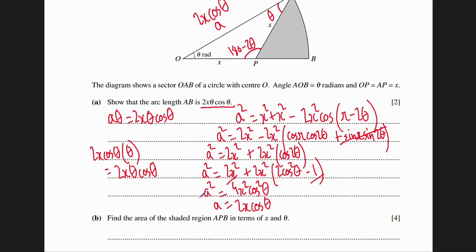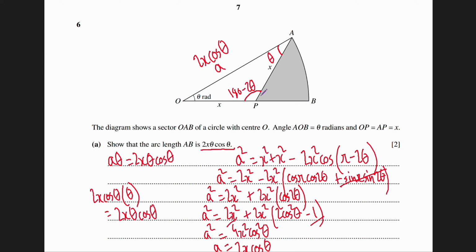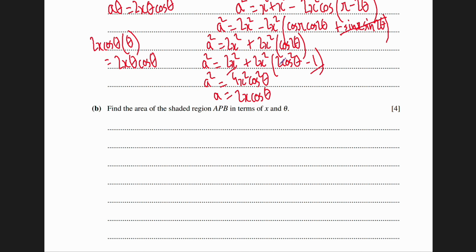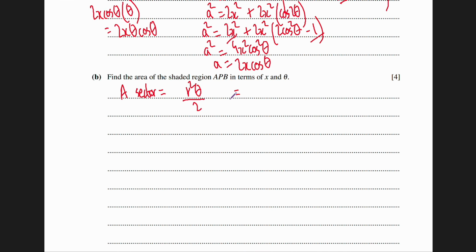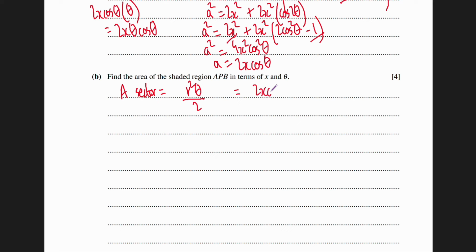Find the area of the shaded region APB in terms of x and theta. Okay, so this region right here. Well, if we take the area of this whole sector and then subtract the area of the triangle, then we should be good, right? So let's just do that. The area of the whole sector is equal to r squared times theta divided by 2. Well, we know what r is, right? r is 2x cos theta, so that is (2x cos theta) all squared times theta divided by 2.